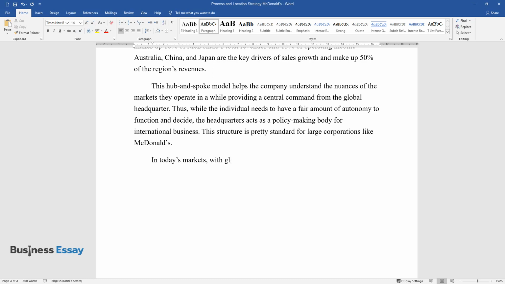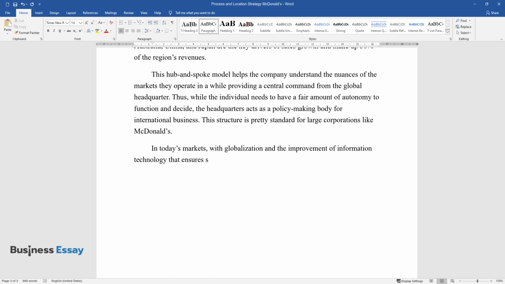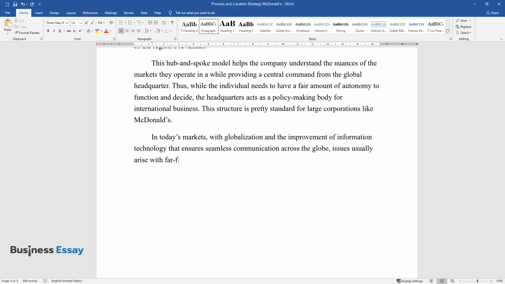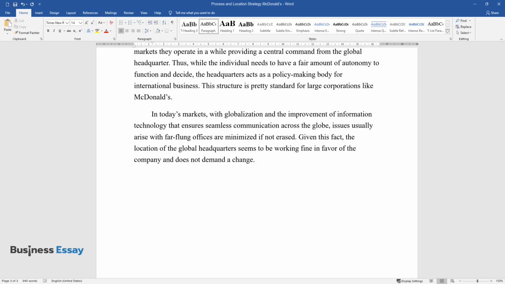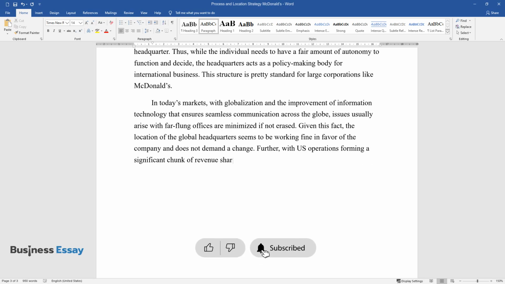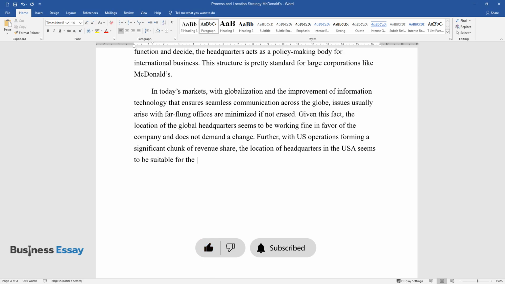In today's markets, with globalization and the improvement of information technology that ensures seamless communication across the globe, issues that usually arise with far-flung offices are minimized if not erased. Given this fact, the location of the global headquarters seems to be working fine in favor of the company and does not demand a change. Further, with U.S. operations forming a significant chunk of revenue share, the location of headquarters in the USA seems to be suitable for the corporation.